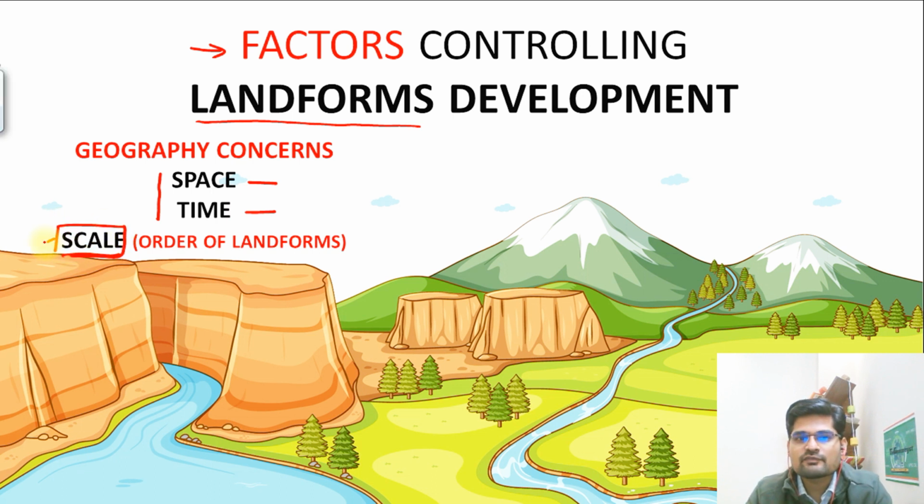And now here, before we go to factors controlling landforms development, let's understand the scale factor. At what order of landforms are we talking about this factor? So the order of landforms, that is the scale factor, becomes very important before actually analyzing the factors itself. Right? So let's elaborate on the scale first, and then let's discuss the factors that control the formation of these landforms.